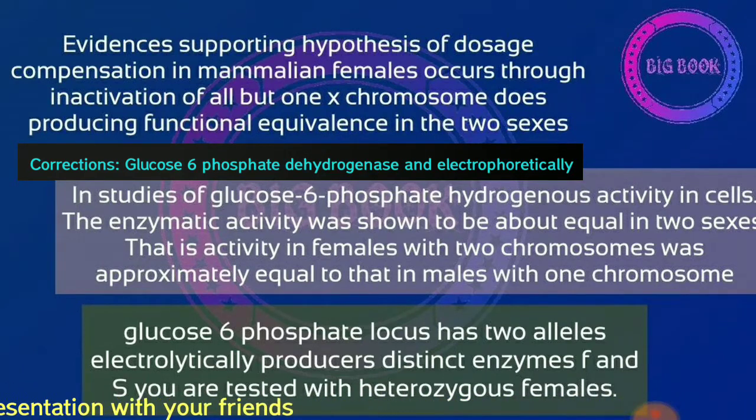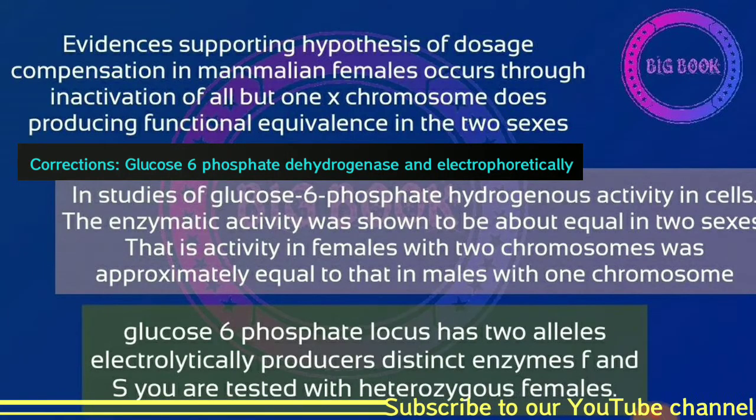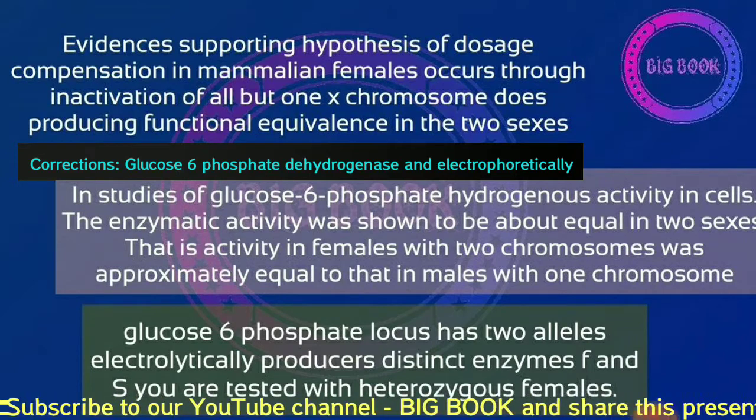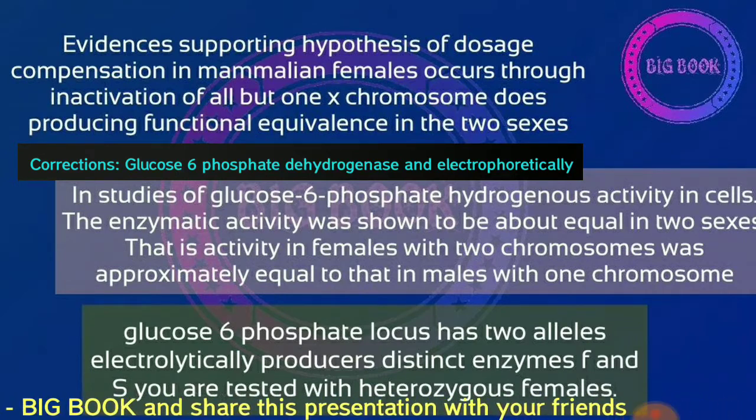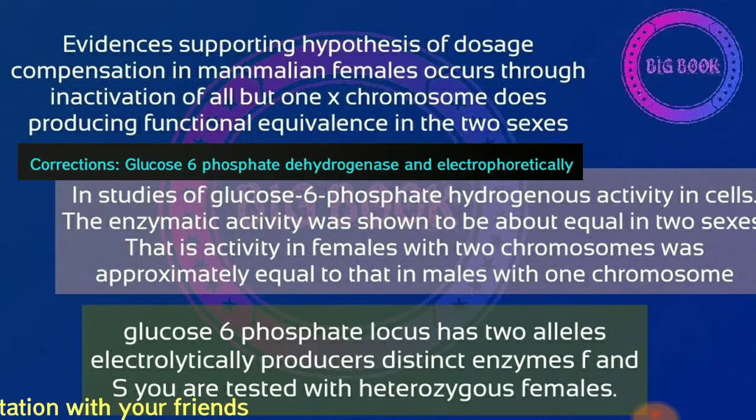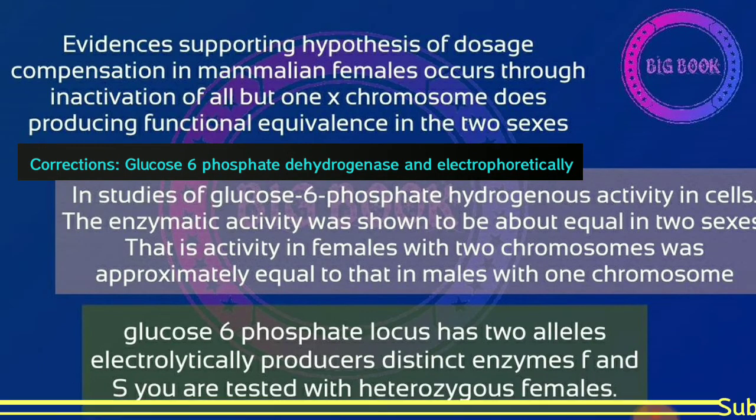The glucose 6-phosphate dehydrogenase locus has 2 alleles. They electrophoretically produce distinct enzymes, enzyme F and enzyme S, and were tested in heterozygous females.